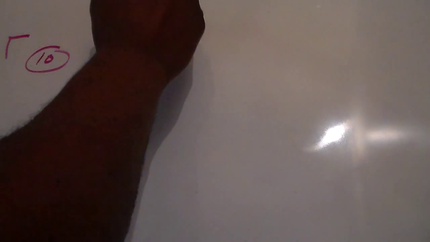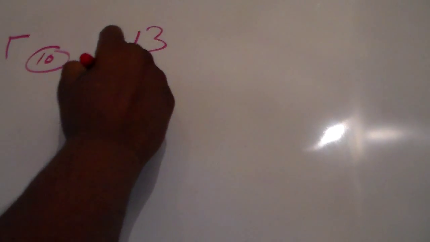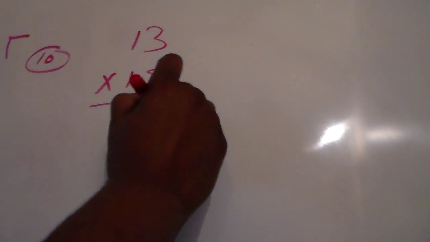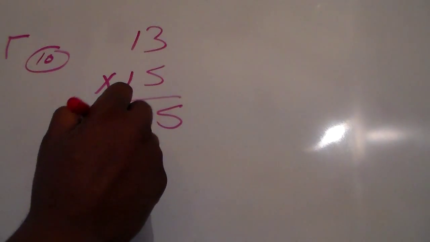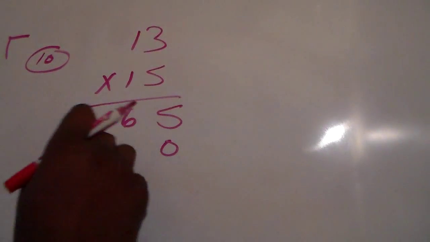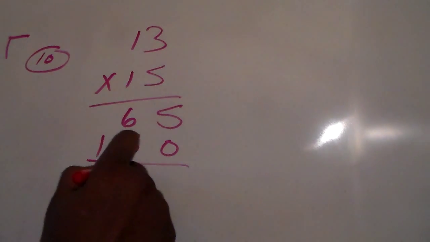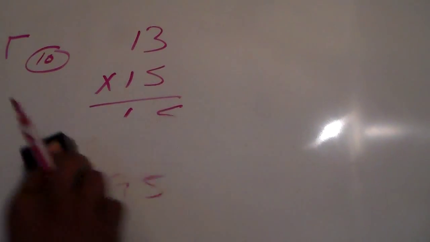So you see how good it is. If we did 13 and 15 the long way, we'd be like 5 times 3 is 15, carry the 1. 5 times 1 is 5, plus 1, 6, bring down the 0. 1 times 3 is 3, 1 times 1 is 1, 195 is our answer. So we're taking a little bit longer, we're using a lot more space on our paper.